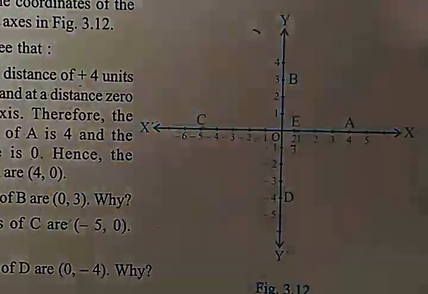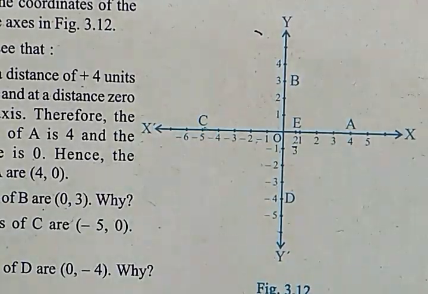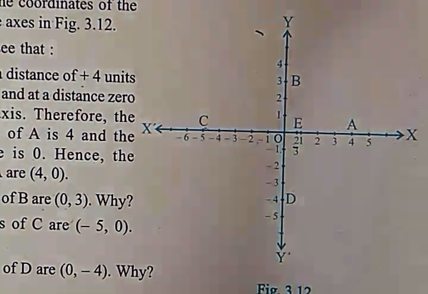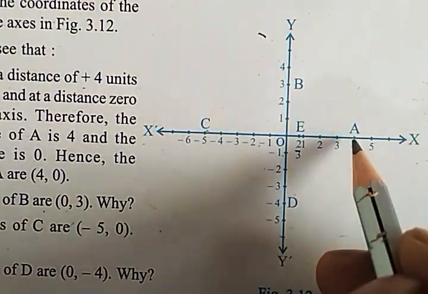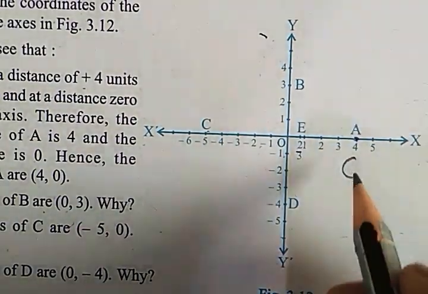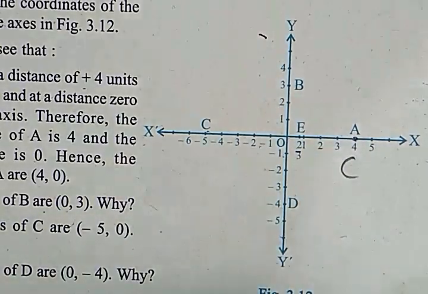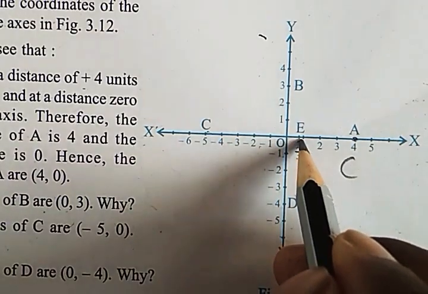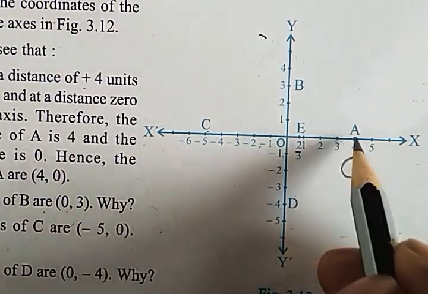Let me write it with pencil. Okay, I got it. First point A. Point A is here. Point A's x value means distance from y axis. How many units is it away? 1, 2, 3, 4 units.